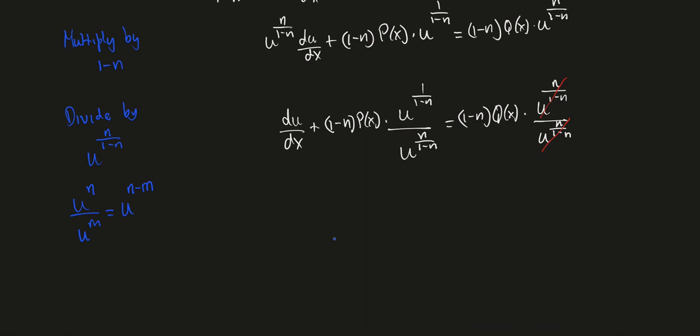Let's do that off to the side. So if I have 1 over 1 minus n minus n over 1 minus n, I already have a common denominator, right? So that's 1 minus n, and then this is just a 1, and then minus n. Well, looky there. That just reduces to 1. So what I have here is u to the first power, and that's what we need in a linear equation.